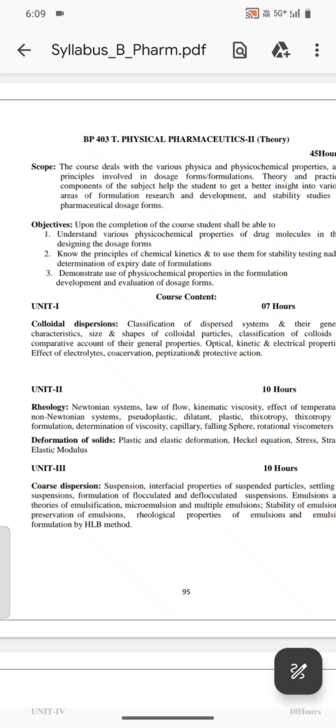I'm going to explain what is there in Physical Pharmaceutics 2. It is not completely related to Physical Pharmaceutics 1, but it still contains a little bit of physics to understand, especially unit 2, that is rheology.